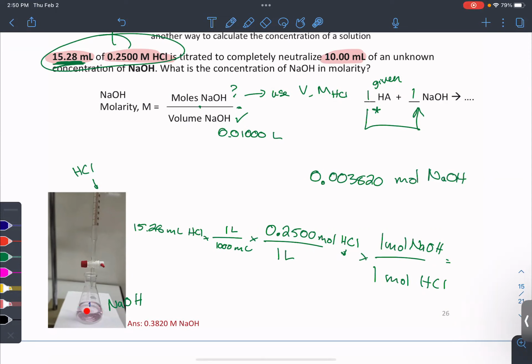is present in that Erlenmeyer flask, right? But that's not our answer. We want to get molarity. And so we need to divide by the volume that's present. So in this case, it's 0.0100, that 10 milliliters. And so we get a concentration, oh, I already have it down there. Okay, the concentration of sodium hydroxide we started with is 0.3820.